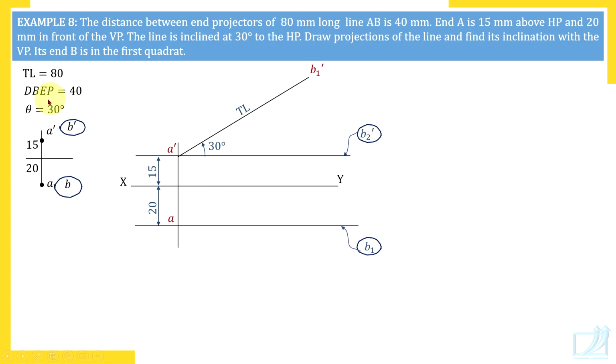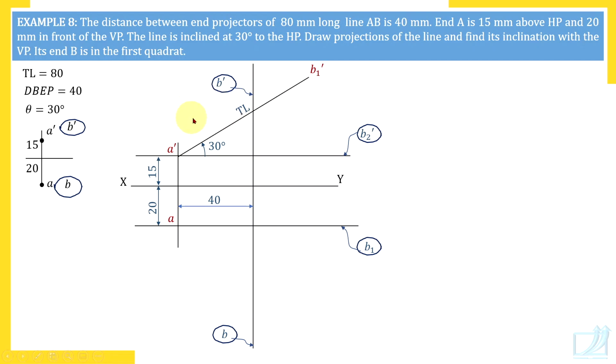One more measurement is remaining, that is distance between end projectors. This is projector of end A. The other end is end B. So projector of end B is at distance 40 millimeters from projector of end A. So measure 40 millimeters and draw projector of end B. This is projector of end B. Here it is projector of end A, and distance between these two end projectors is 40 millimeters, it's given. This line is projector of B, means on this line front view of point B and top view of point B are.